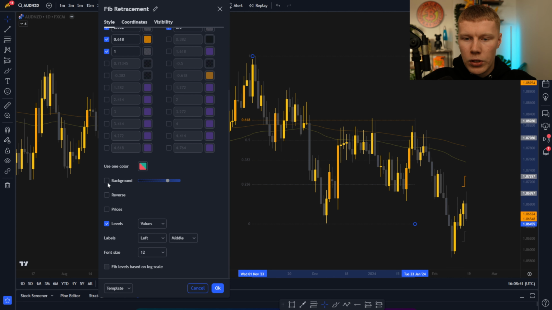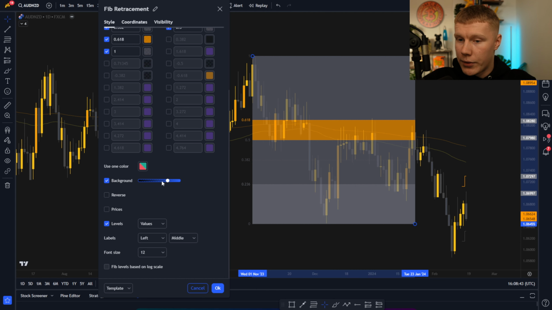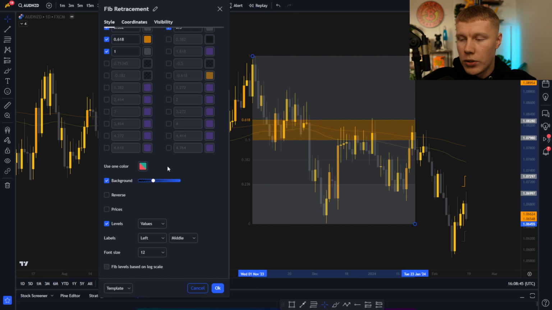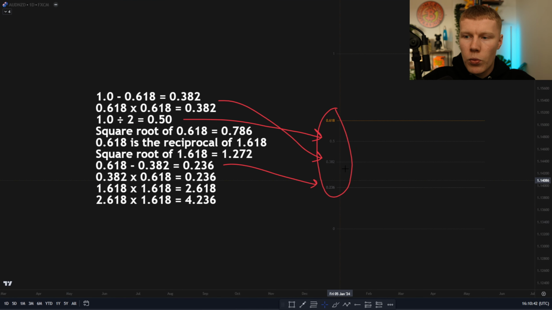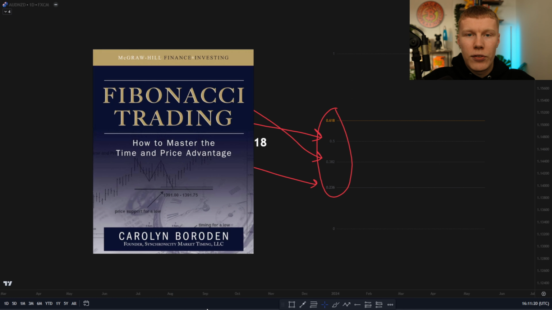Then you want to scroll down. You want to turn off the background because if you keep the background on, it'll look like this. And yours will most likely look like that. So turn that off. And then when it comes to levels, you don't really need the percents. It's a little bit messier, so I just put the values just like that. And that's it for the settings. If you're interested in why we use these numbers and where they came from, this is basically the mathematics behind it. And if you want to go even deeper into learning about Fibonacci, this is the book I read. It is very good. I highly recommend.